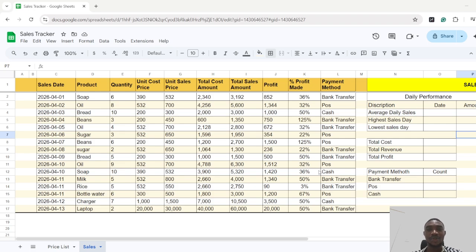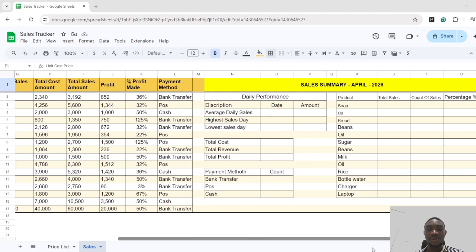In the previous video, we built a daily sales tracker using Google Sheets. Now, let's analyze the sales data to understand profits, top performing products, as well as the overall business performance. In our previous video, we calculated our total cost amount from the unit cost price. We calculated our sales amount from the unit sales price, as well as the profits from the sales amount minus the cost amount, and the percentage profit made from the profits divided by the total cost amount.